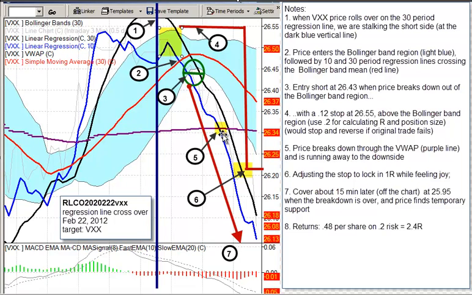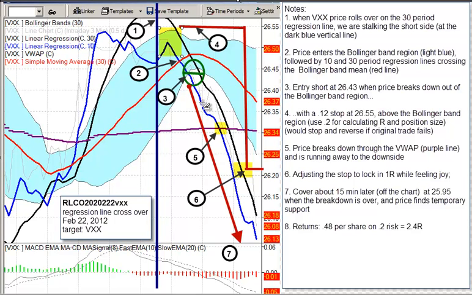In this region down here, you can just see price just fails, and the 10-period and the 30-period regression lines crash right through the VWAP without any hesitation. What I want you to notice is that by screening out the price action, you don't get shaken out of your position because all you're doing is watching a smoothed price line, and your initial stop protects you against violent changes.